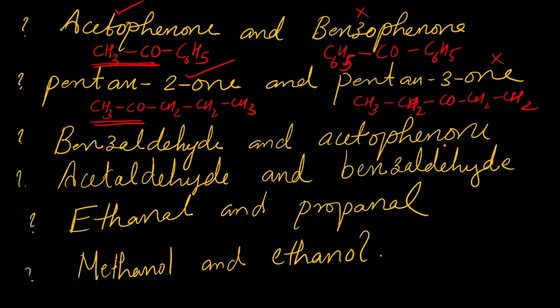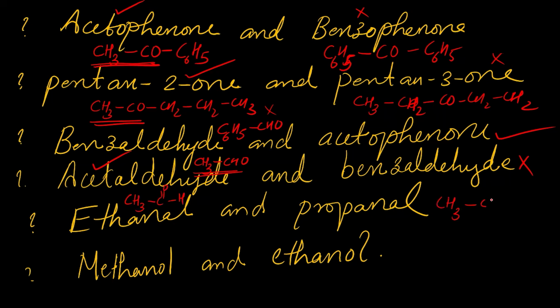Then benzaldehyde and acetophenone. Benzaldehyde is C6H5CHO and won't give the test. Acetophenone, as before, will give the test. Acetaldehyde and benzaldehyde: acetaldehyde, CH3CHO, contains the CH3CO group, so it will give the test, and benzaldehyde won't. Ethanol and propanol: ethanol is CH3CH2OH, and propanol is CH3CH2CH2OH. Propanol has no such group, so it won't give the test. Ethanol will give the test.